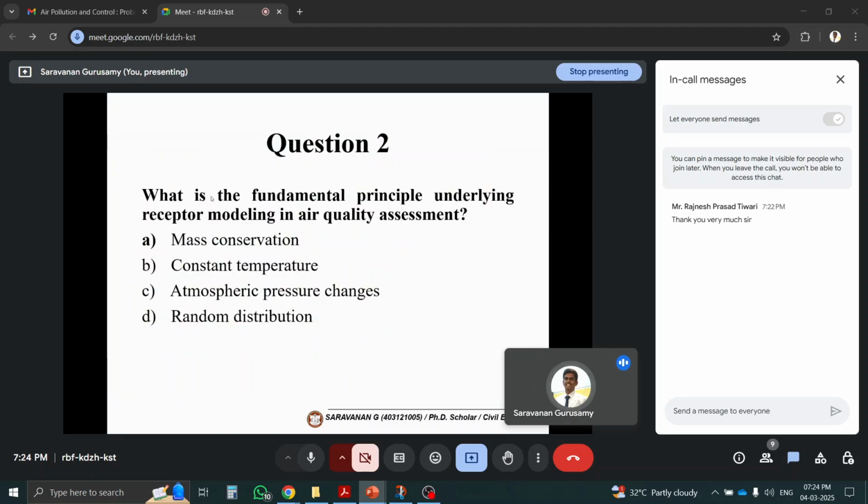Yeah. Here the second question is, what is the fundamental principle underlying receptor modeling in air quality assessment? So there are two principles for the receptor model. The receptor model is what? The top-down approach. So they use mass conservation. That is the chemical mass balance, CMB. Mass conservation is a basic principle, because we know, I will take the pen.